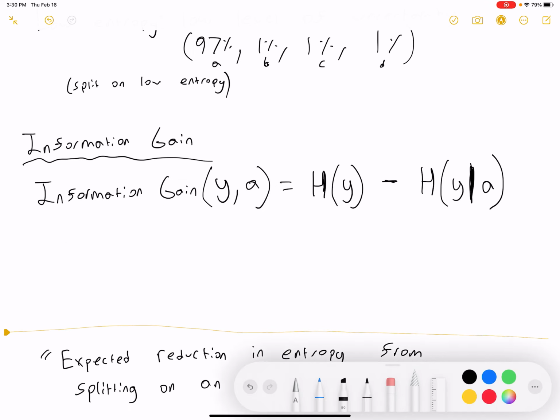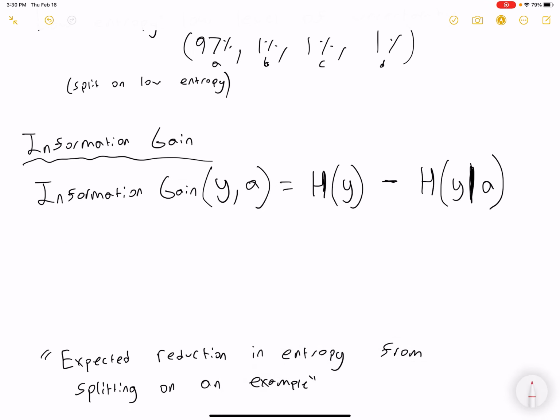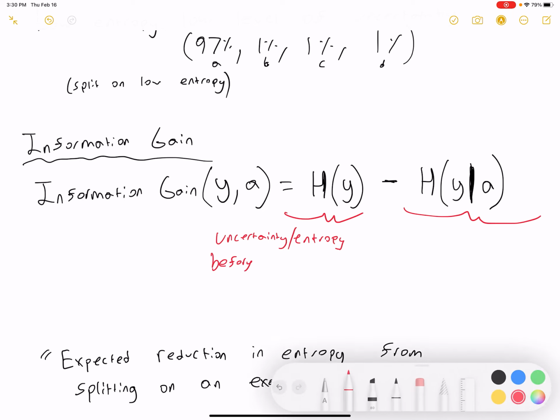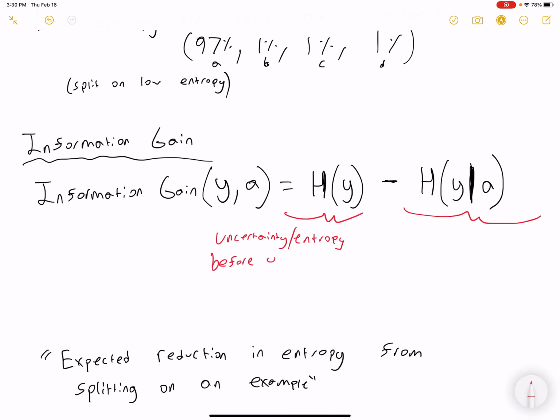Yeah, we could annotate this. I think this can help. So entropy, or let's just call this uncertainty slash entropy before you split. And uncertainty slash entropy after you split.